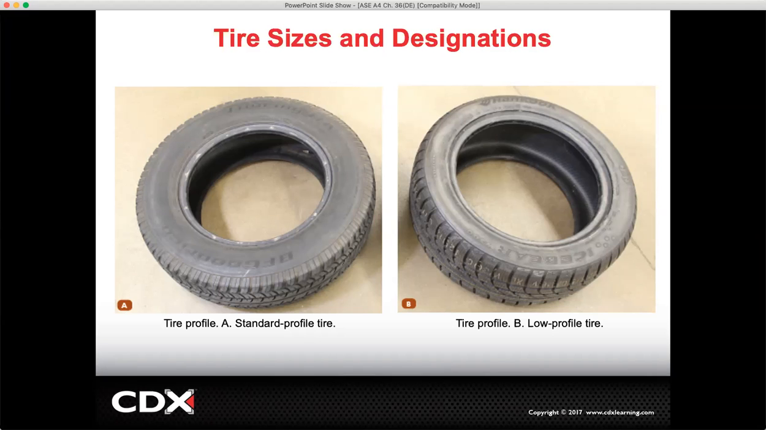And actually, one of the things we do in the class during lab is replace a low profile run flat tire. And that's the one we're going to be using for our hands-on assessment.